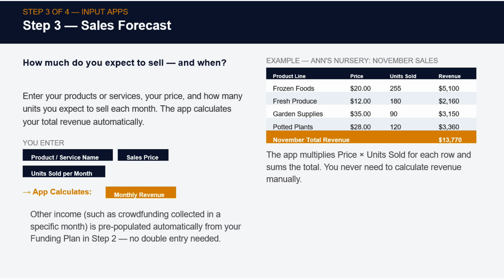And this app will also, in step 3, capture any income sources from step 2, the funding plan, so it's complete. So this is how we're going to work step 3 in developing your financial forecast using this application.